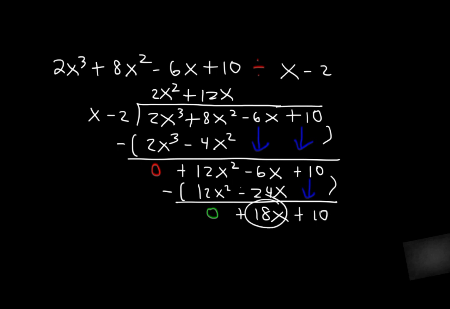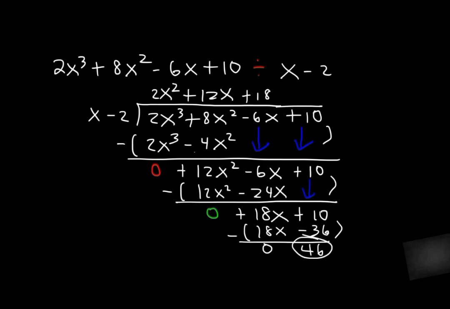So now let's divide. 18x divided by x is positive 18. And then multiply. 18 times x is 18x. And 18 times negative 2, that's negative 36. So now let's subtract. 18 minus 18 is 0. And 10 minus negative 36, we have 2 negative signs. That's the same as 10 plus 36. 10 plus 36 is 46.